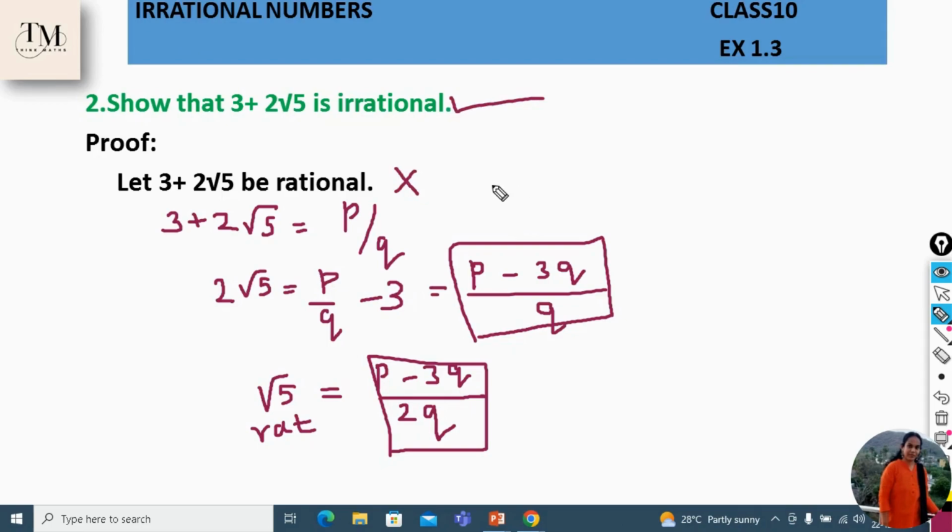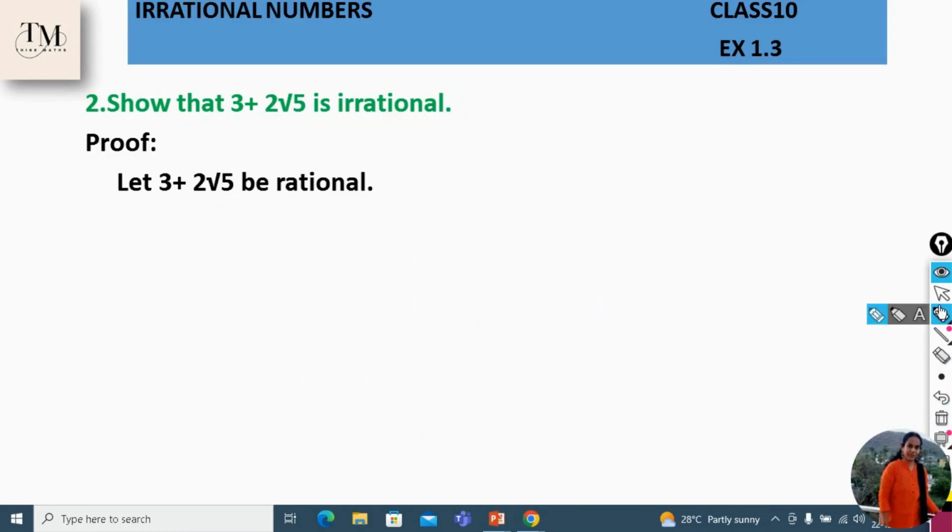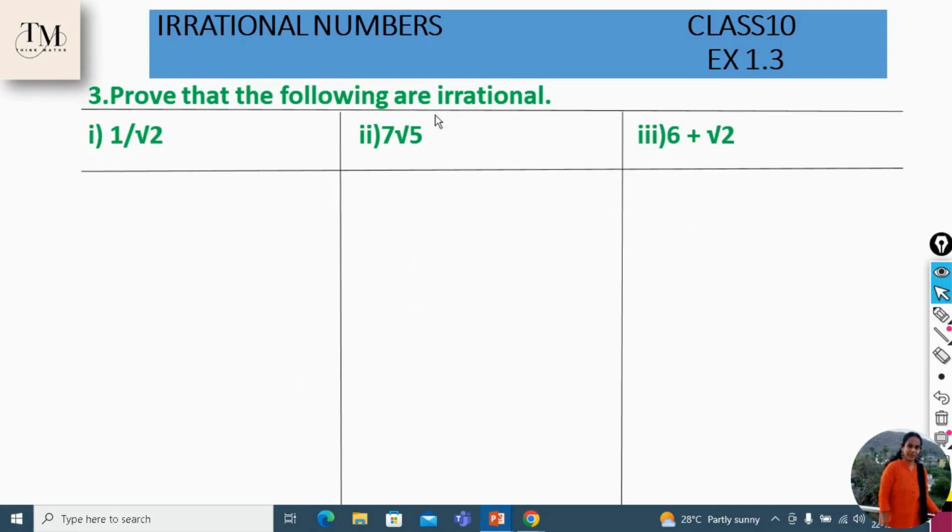Okay, children? So next question. We have to prove that the following are irrational. So first one is 1 by root 2. As usual, we will follow the same method. That is, we will assume that 1 by root 2 is rational.